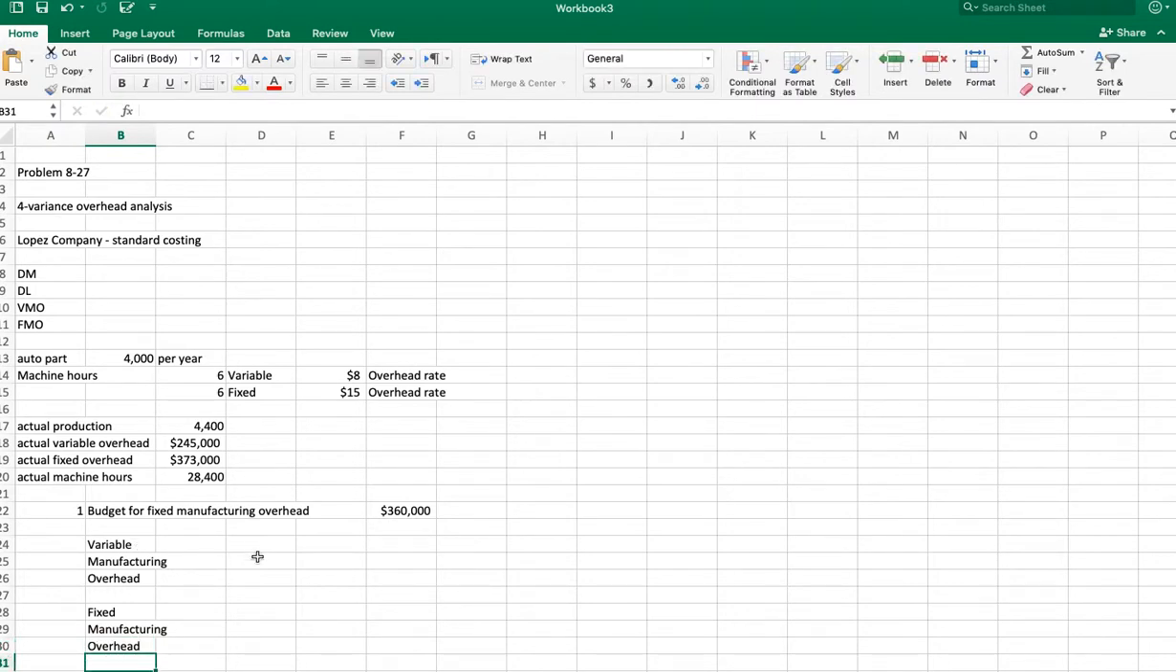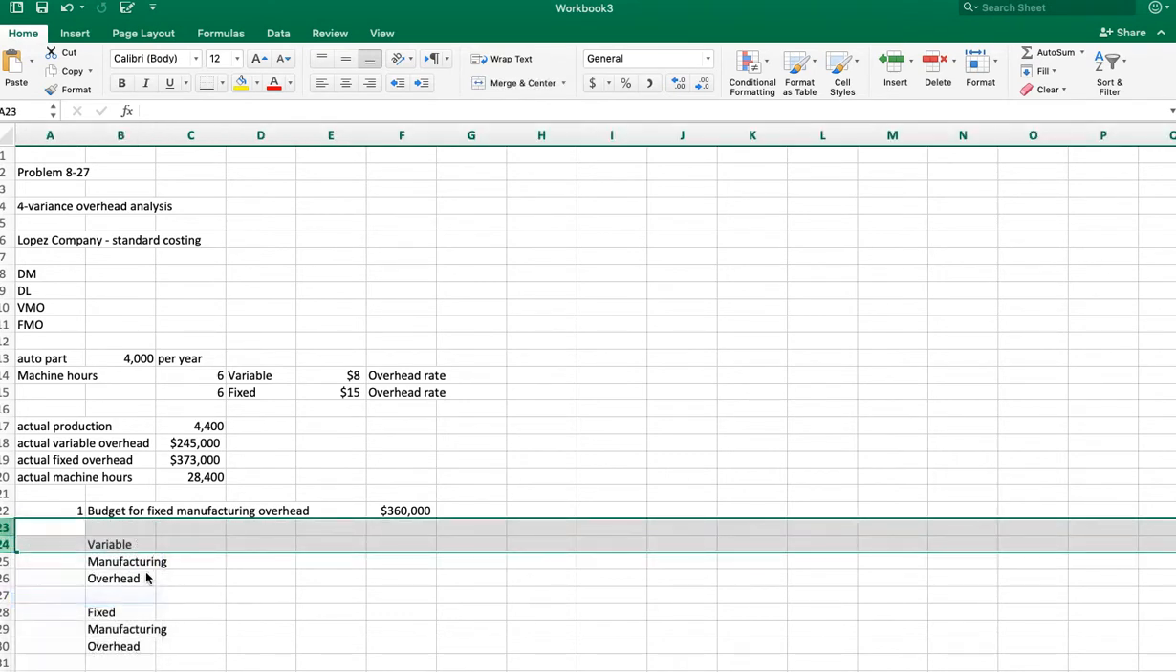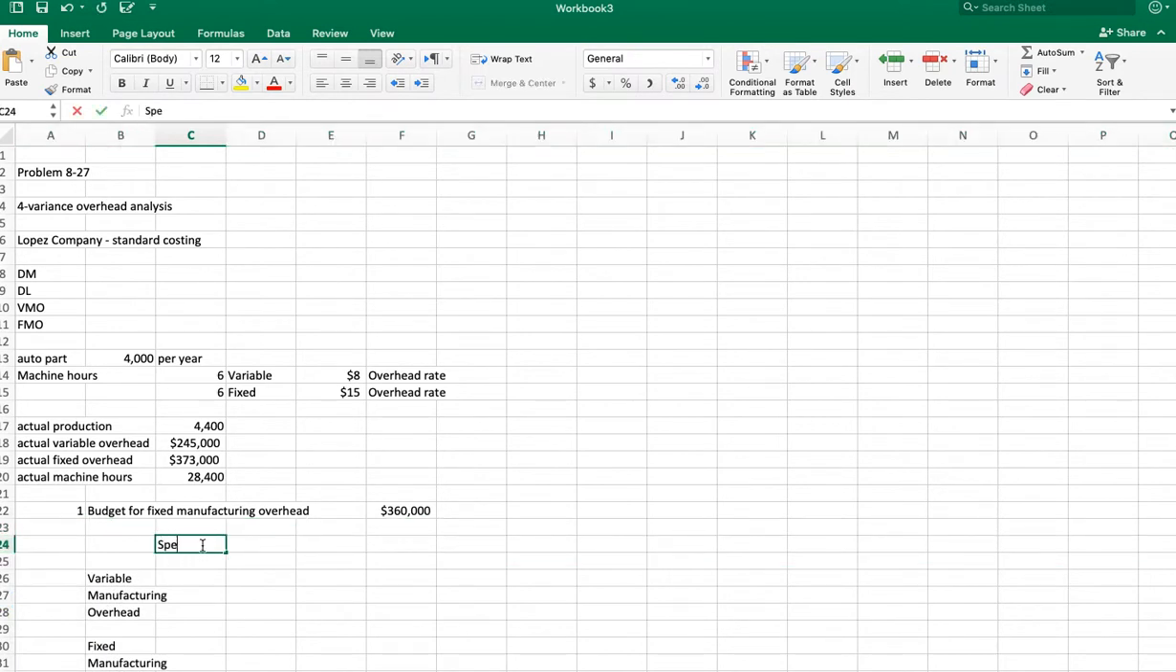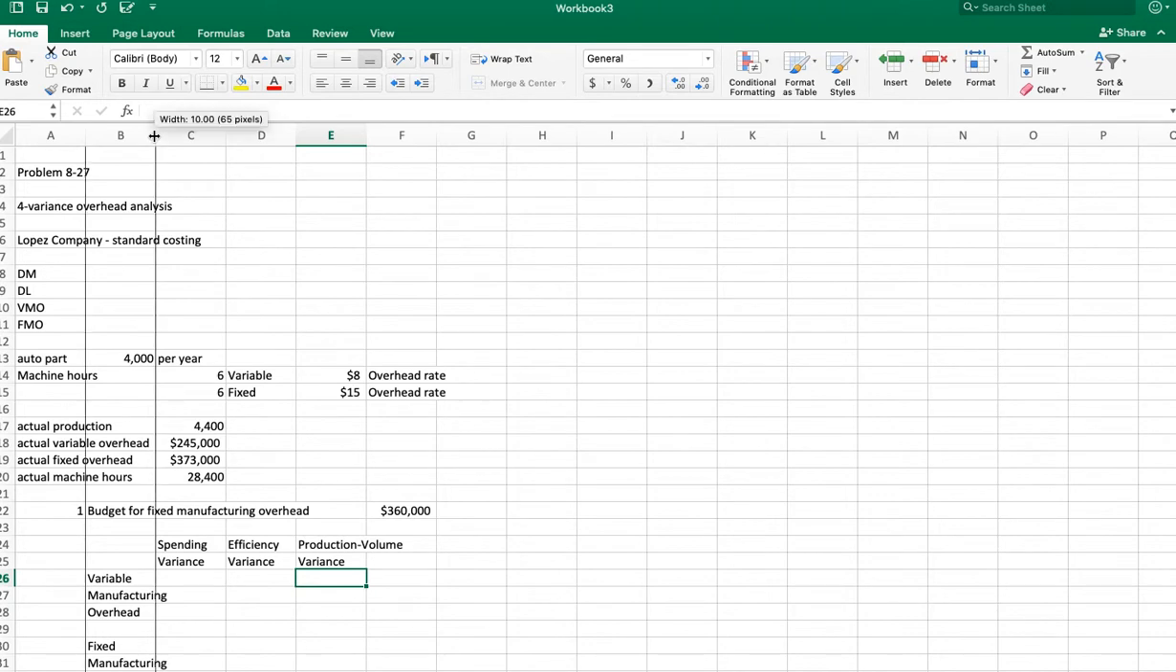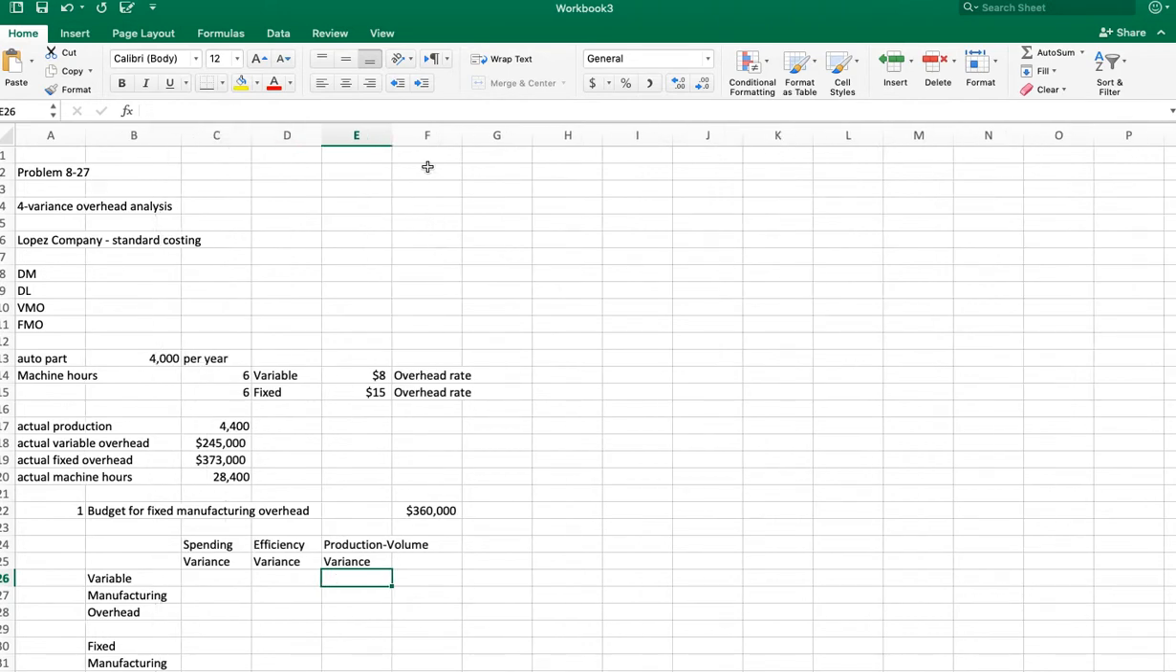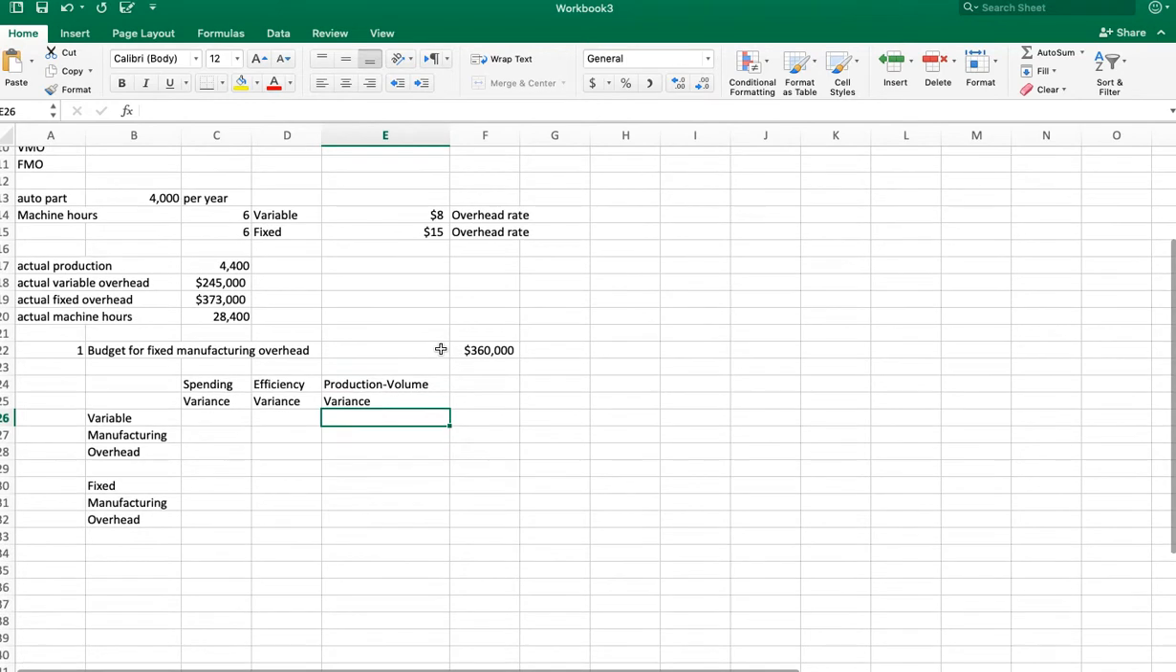And then from there we calculate, let me add a line here, our spending variance, we calculate our efficiency variance, and we calculate our production volume variance. And from this, we'll get 4 variances. I know there's only 3 columns, but again, look at that example in the book and you should be able to see what they mean by the 4 variances.